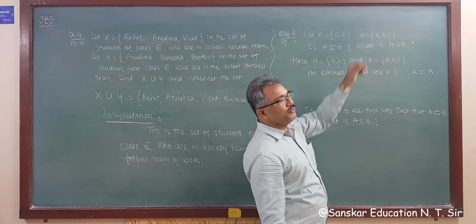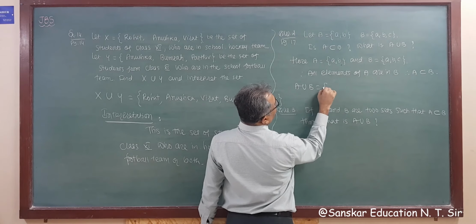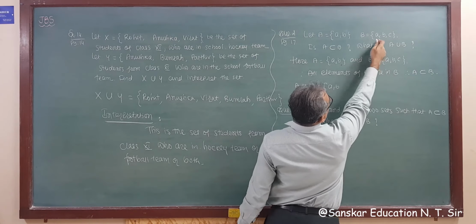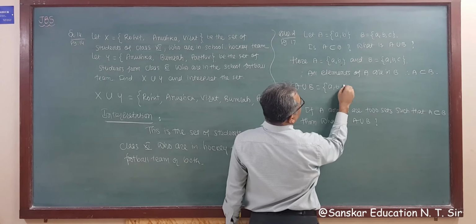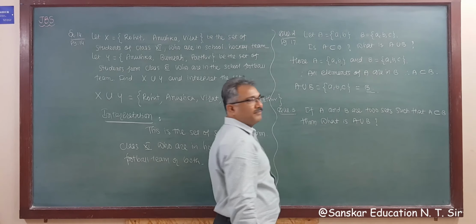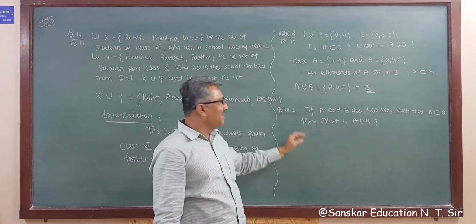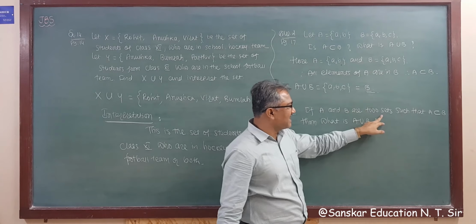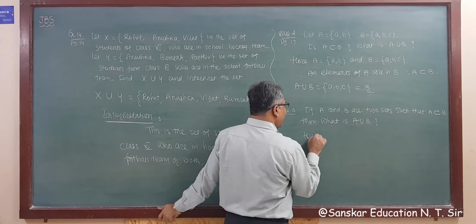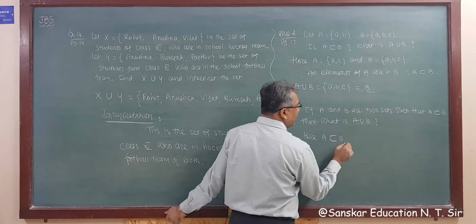And what is A union B? So A union B is equal to, first I am writing A. So a, b, and then B. a is already there, b is there, this is c. So A union B is equal to what we get? {a, b, c}, which is B. Right? And this is the answer of this question. If A and B are two sets such that A is a subset of B, so what is given? Here A is a subset of B, right?